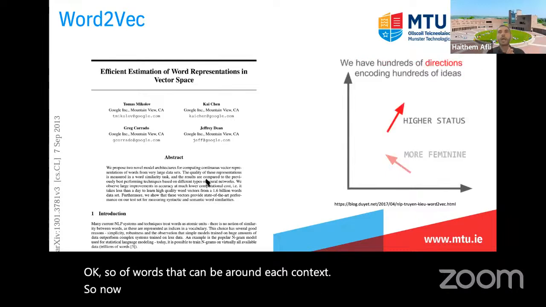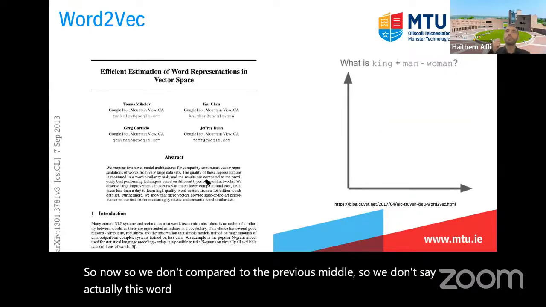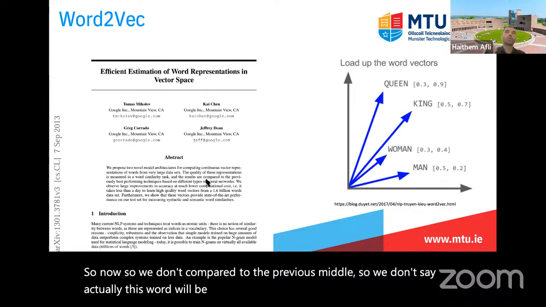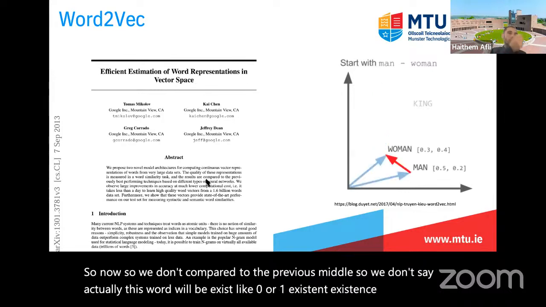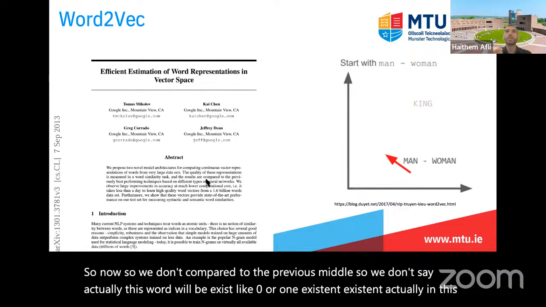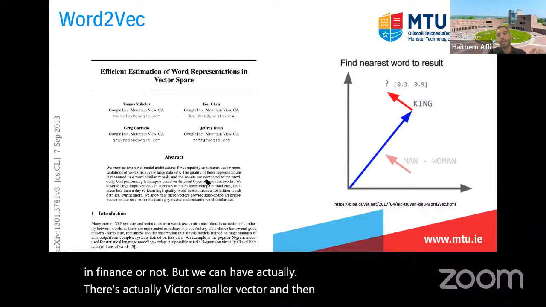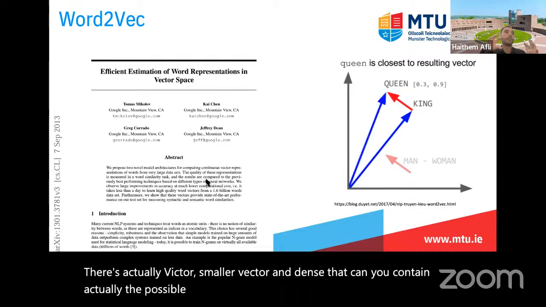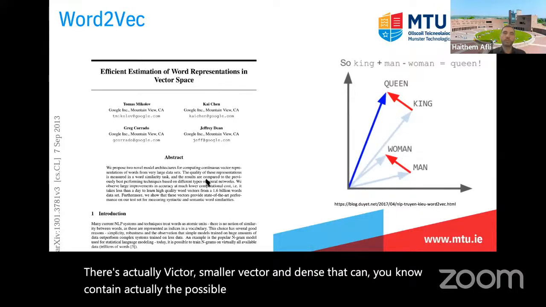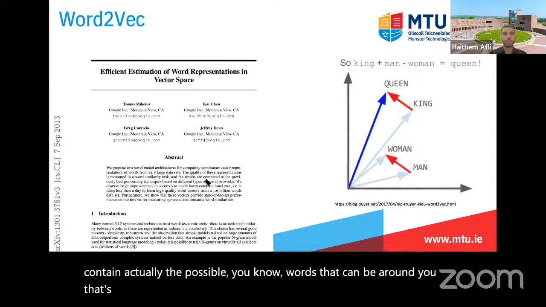So now, compared to the previous method, we don't say whether this word exists or not, like 0 or 1 existing in finance. Instead, we can have a dense, smaller vector that can contain the possible words that can be around that specific target.